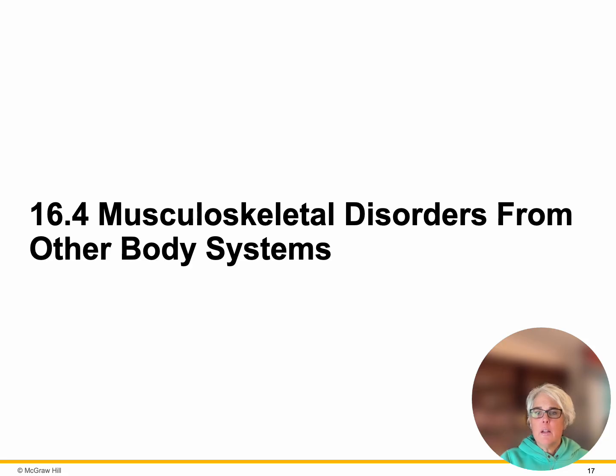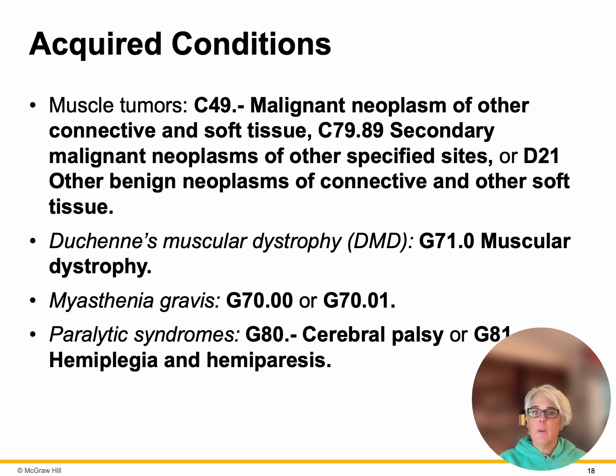So we're going to take a look at some acquired tumor-related conditions. We're going to look at neuromuscular disorders and congenital deformities. Muscle tumors are coded based on the behavior, whether it's a malignant tumor or benign. And then we have different terms here on this slide.